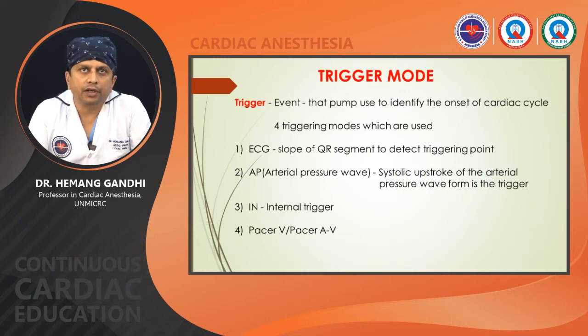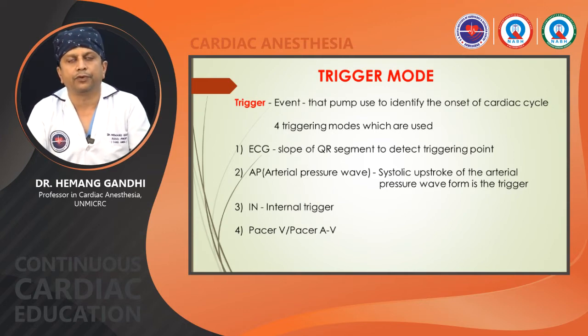Balloon works on the trigger. So what is the trigger? Trigger is the event that the pump uses to identify the onset of the cardiac cycle. So this balloon works with the cardiac cycle. So we have to provide any one trigger where the IABP detects the onset of the cardiac cycle. Commonly 4 triggers are available in the IABP machines: ECG, arterial pressure waveform, an internal trigger, or, if we have added a pacer, we have a pacer mode also as a form of trigger.